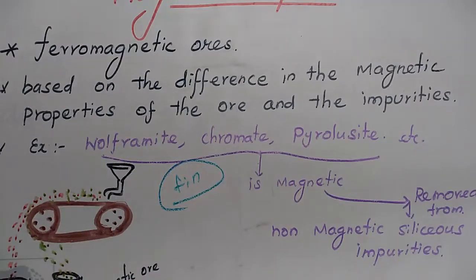Listen, tin stone can be separated. For example, the tin stone can be separated from the wolframite impurities. The wolframite impurity is magnetic.